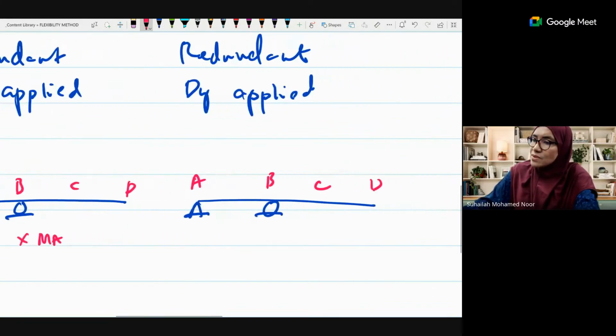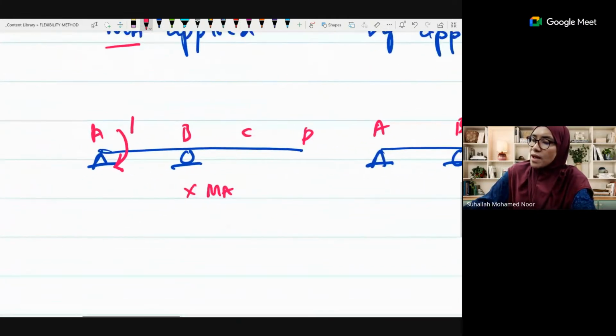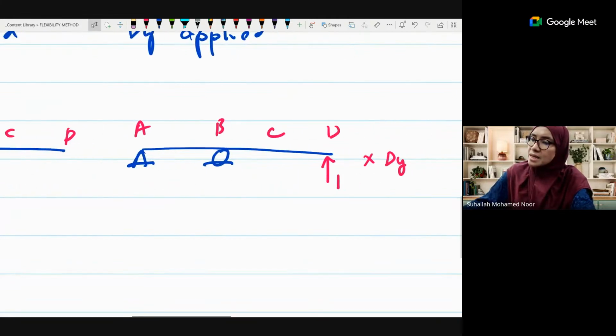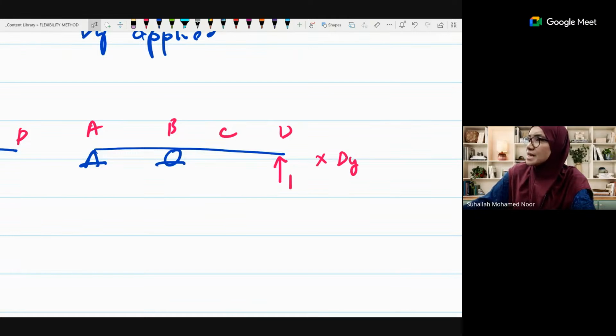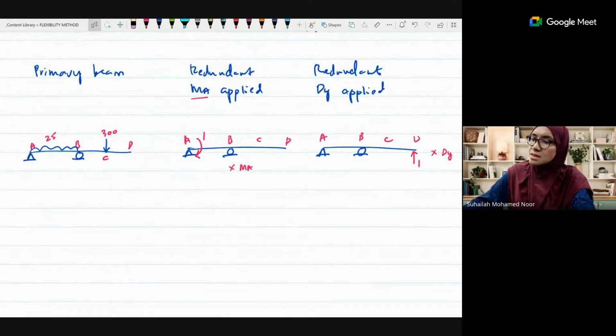Okay, next is redundant DY applied. Redundant DY applied. A system, the same type. Okay, subjected to a unit value of DY. So 1 times DY. Okay. So ini a unit value of MA, and yang ni a unit value of DY. Okay, so these are the three systems.